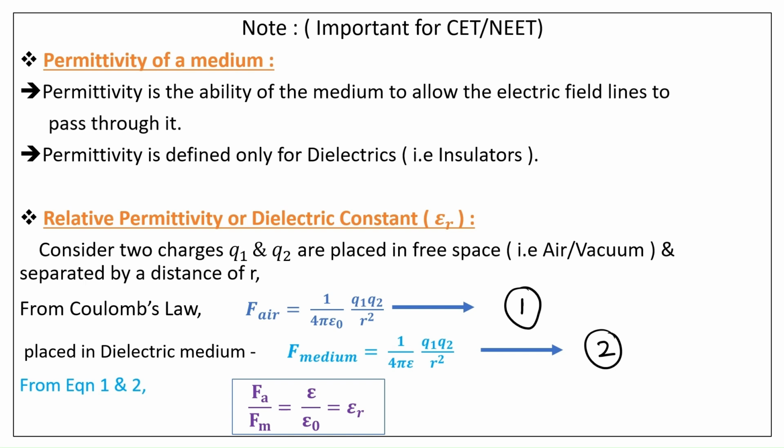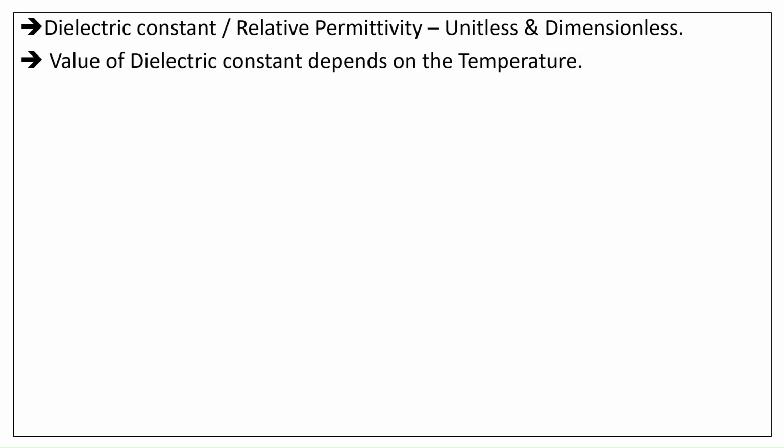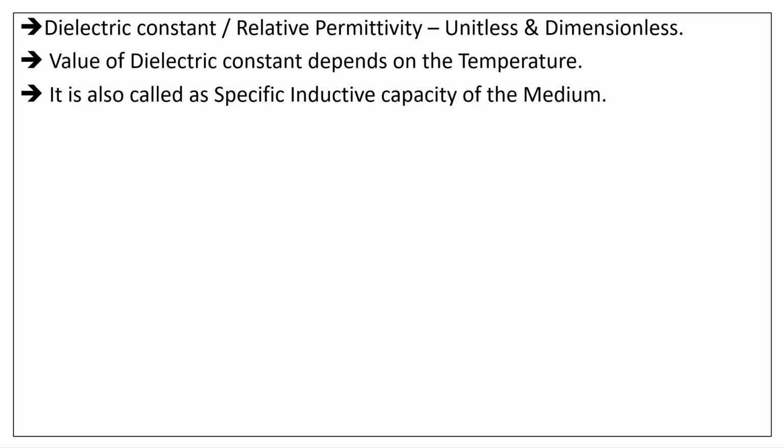epsilon r. Dielectric constant, or relative permittivity, is unitless, that is no unit, and dimensionless, that is no dimension. The value of dielectric constant depends on the temperature. It is also called the specific inductive capacity of the medium.